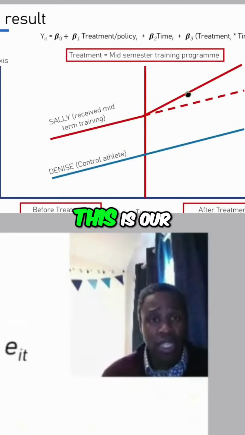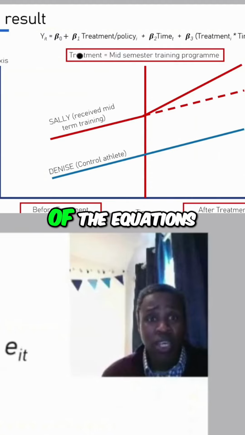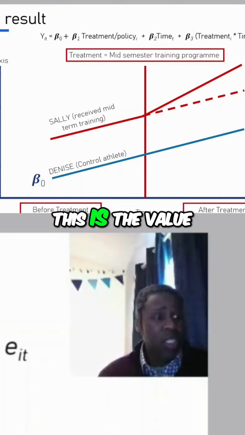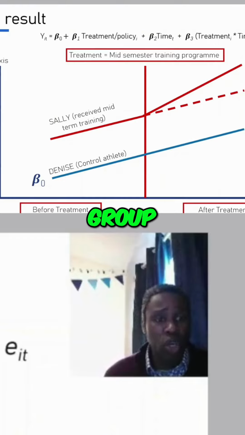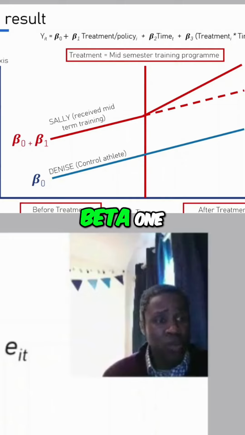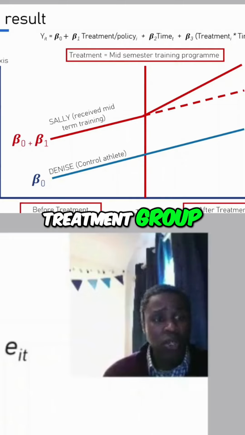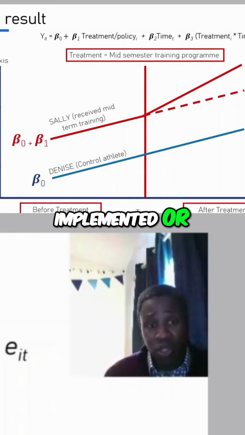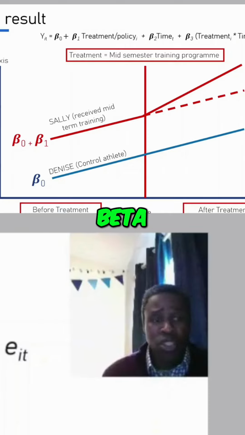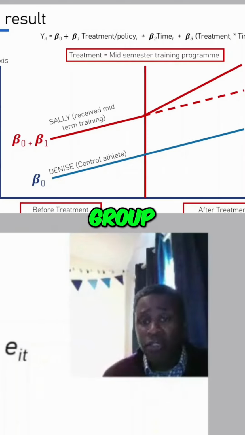And here we are. This is our equation again. This is the result of the equation. This is mid-semester break again. Beta naught: this is the value of the control group before the treatment of the policy. Beta 0 plus beta 1: this is the value of the treatment group before the policy is implemented, or the training program. Beta naught and beta 2 is the value of the control group after the treatment.